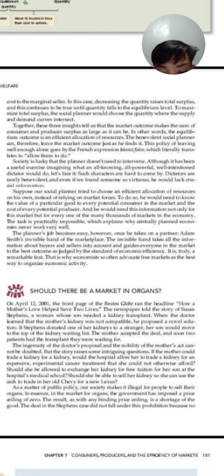As a matter of public policy, society makes it illegal for people to sell their organs. In essence, the government has imposed a price ceiling of zero on organs, and as with any price ceiling, the result is a shortage of the good. The deal in the Stephens case did not fall under the prohibition because no money was exchanged.